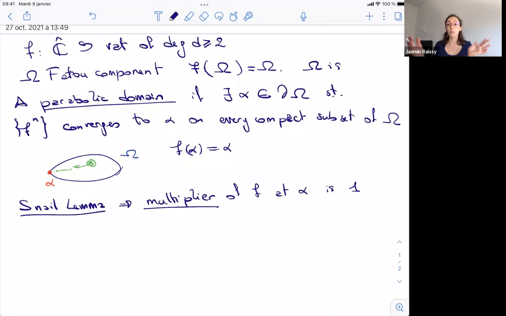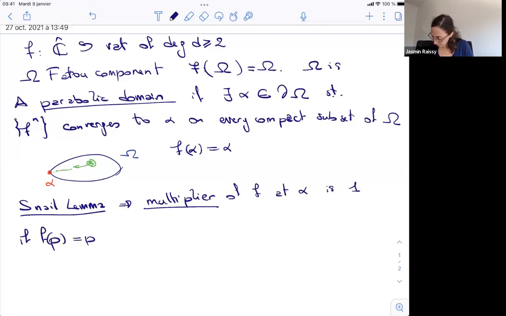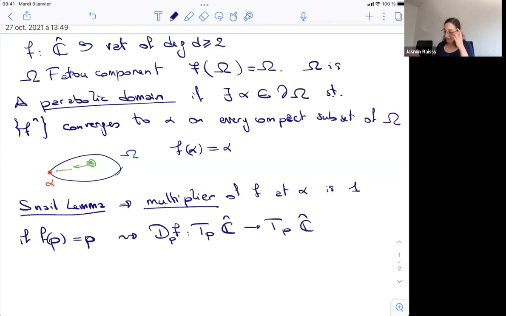If you have a fixed point, so if, let's say, P is a fixed point, so F of P is equal to P, then you have the differential map at P acting on the tangent space. On this tangent line, this tangent map is simply going to be a multiplication.